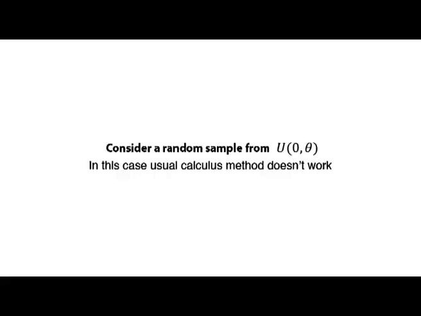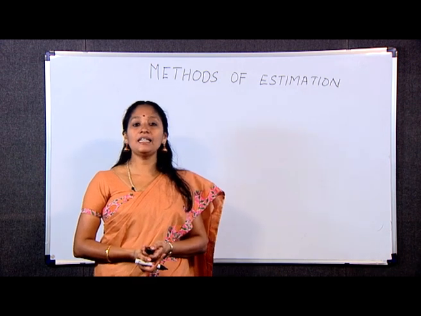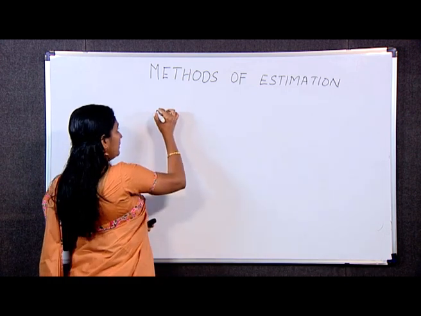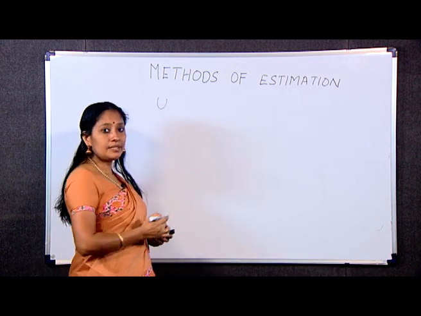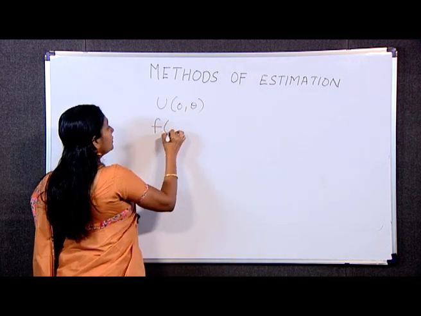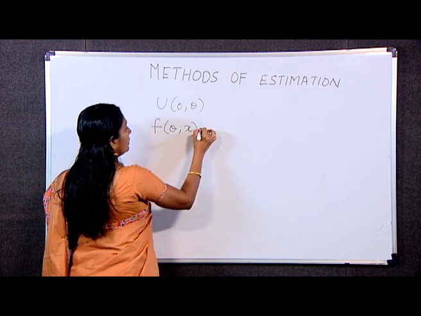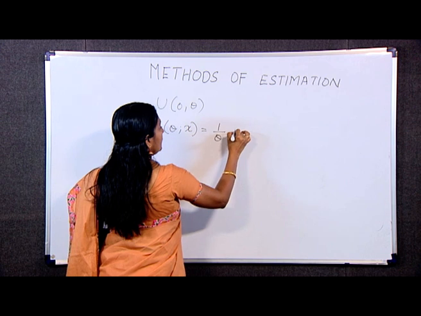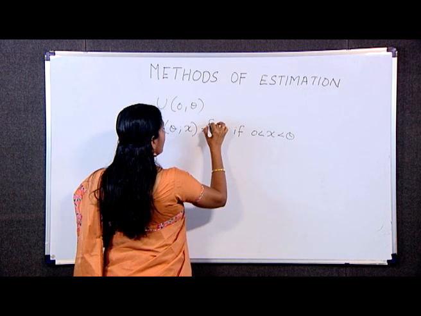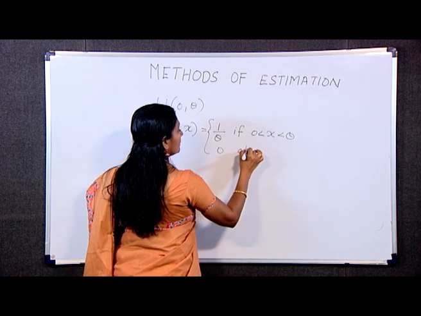Consider a random sample from the uniform distribution. In this case, the usual calculus method does not work. Let us consider a random sample from the uniform distribution with parameter theta and with density function f of x given theta is equal to 1 by theta if 0 less than x less than theta and 0 otherwise.